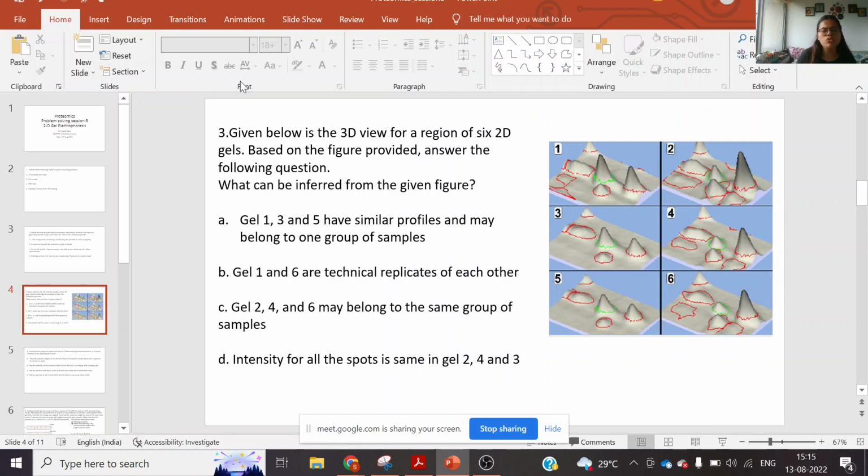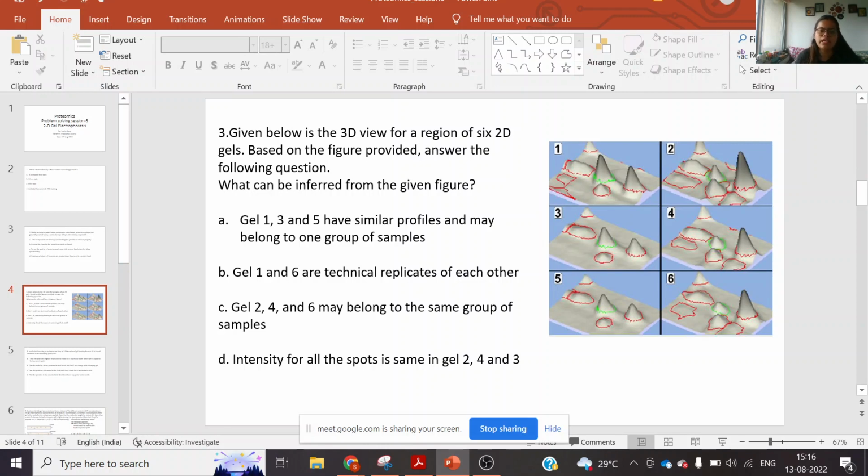so we will continue. This is the third question we are discussing, for the people who have joined now. Given below is the 3D view of six 2D gel images, and from these images, we have to infer certain things given in the four options. So we were discussing option A: gel 1, 3, and 5 have similar profiles and may belong to one group of samples. Looking at the images, currently we are thinking that this could be a possible option. Now we will look at the other three options.